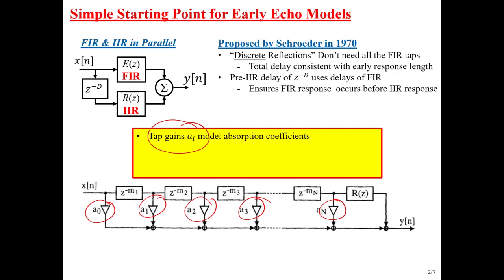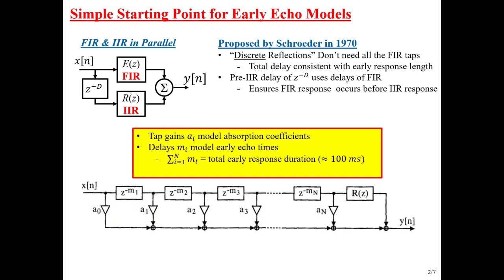And obviously, we want to give the user a bunch of options and maybe have a knob that will control certain characteristics of the early model. So there might be some algorithm that would take a user's input and just randomly generate those in some appropriate way using some sort of rule. So that's the tap gains. And then we have the delays, the m sub i's.